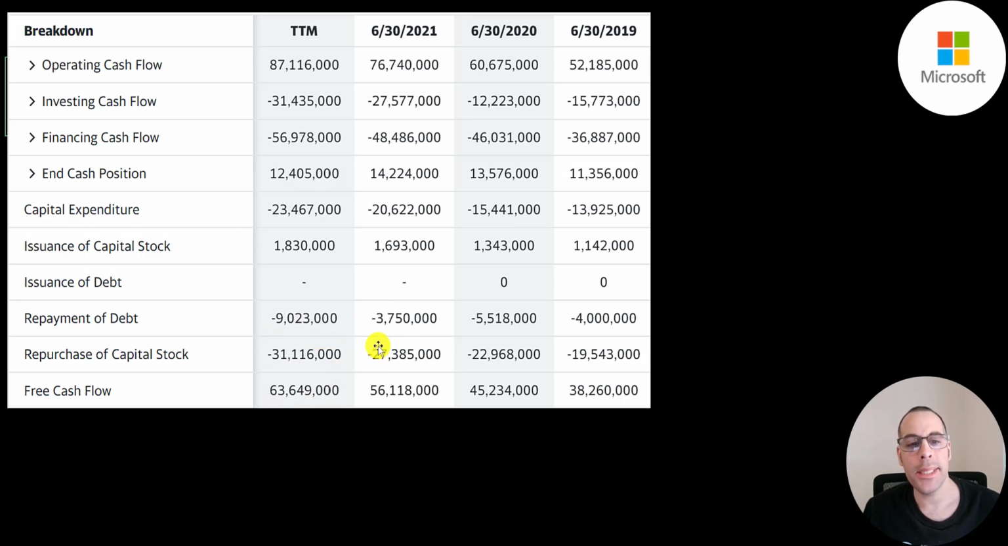And they use half their free cash flow to buy back stock. They bought back 27 billion in 2021, 23 billion in 2020, and almost 20 billion in 2019. When a company buys back common stock, it decreases the shares outstanding and makes your shares more valuable. They also pay down debt each year. They pay down over $9 billion in the trailing 12 months.